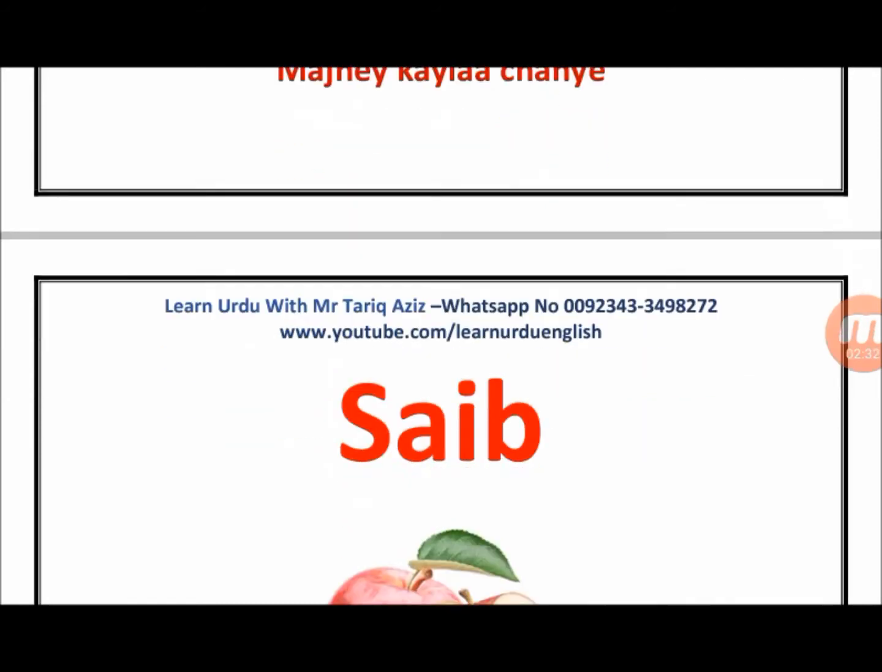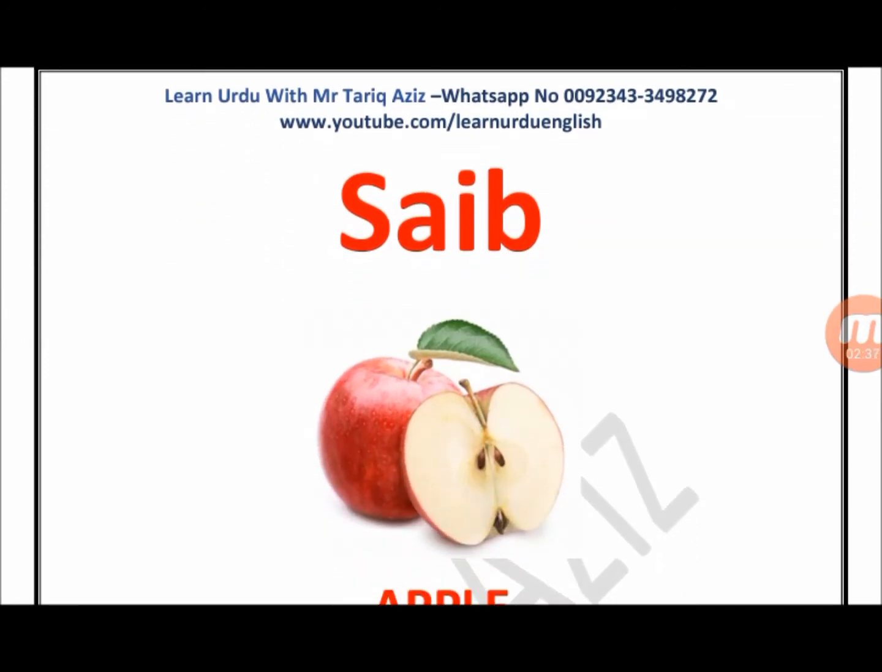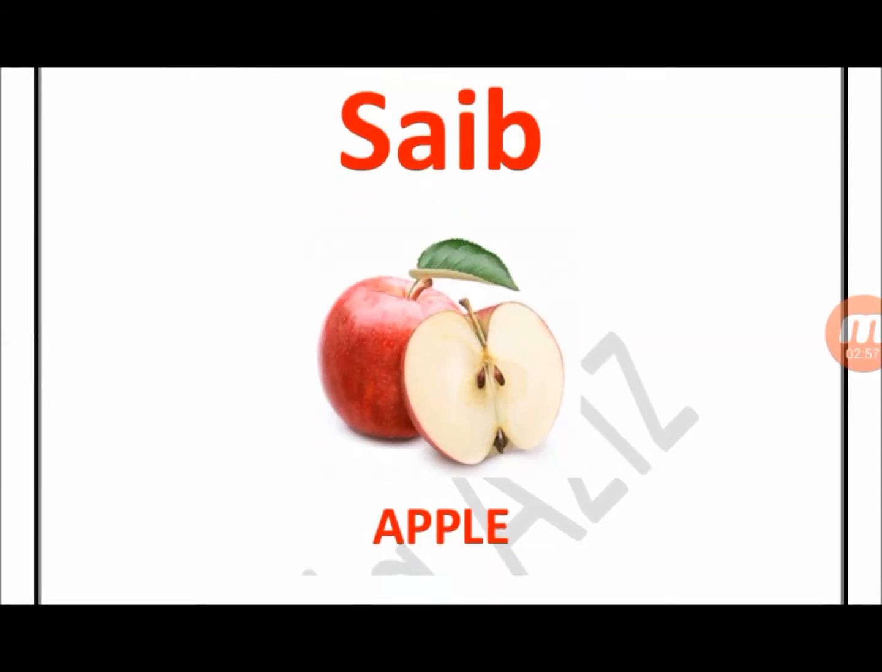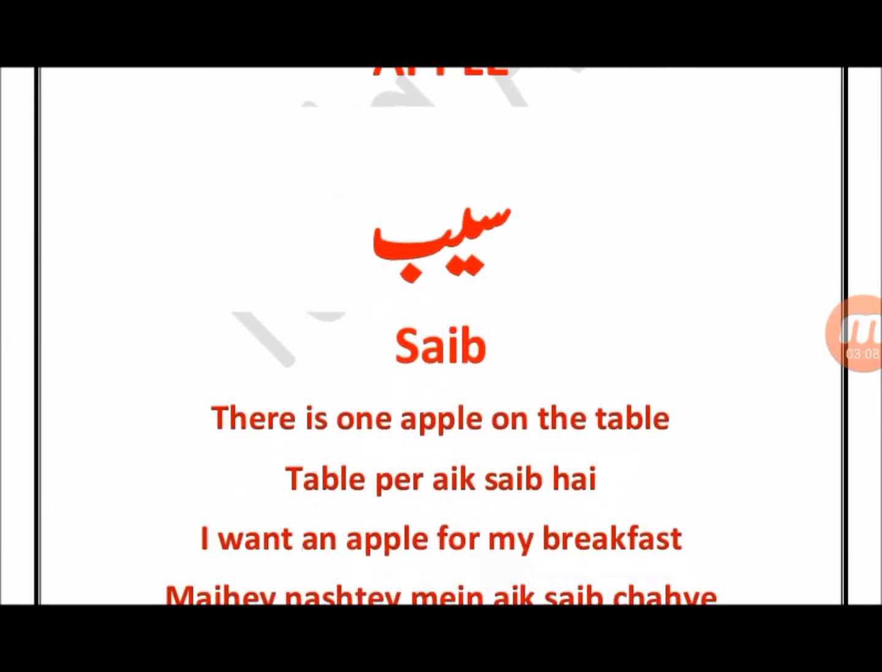Okay. Now second one, सेब. How to pronounce this one? Seb. In English we say apple. In Urdu we say seb. Seb, seb. Repeat after me. Seb, seb, seb. Apple. Okay. So let me use in a sentence.